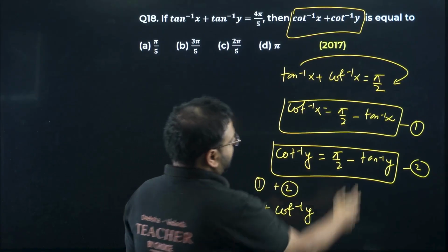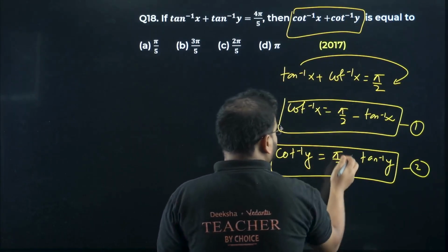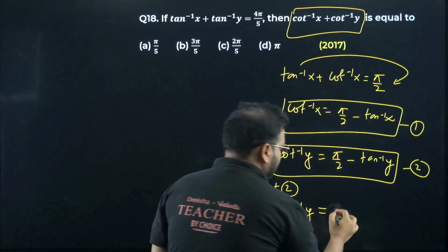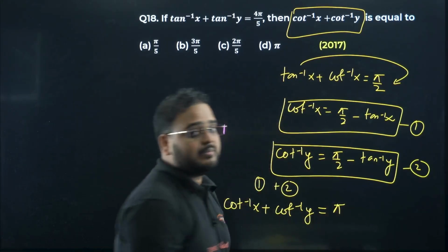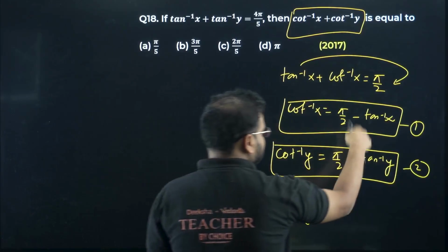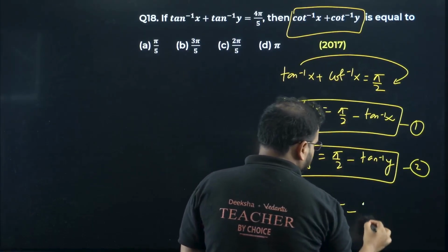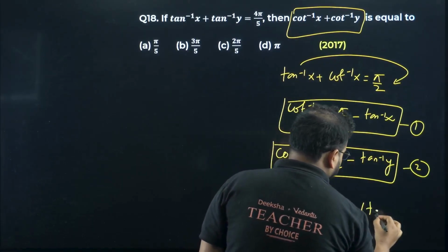Now add the RHS also. Pi by 2 plus pi by 2. 90 plus 90, that is 180. It means pi. And this is a minus sign over here. Take minus sign common and add them.